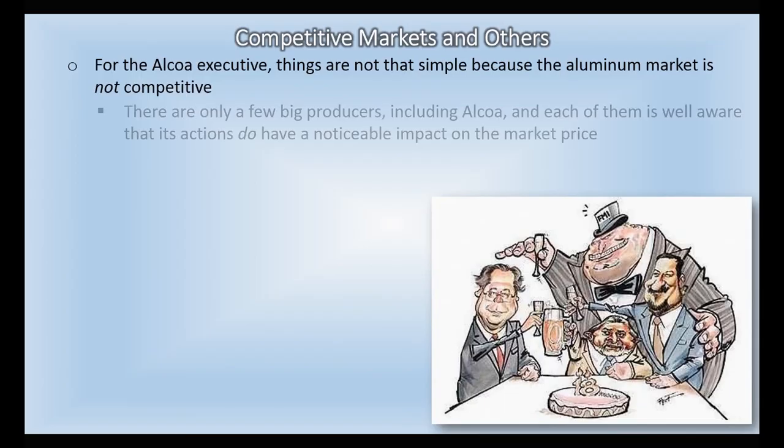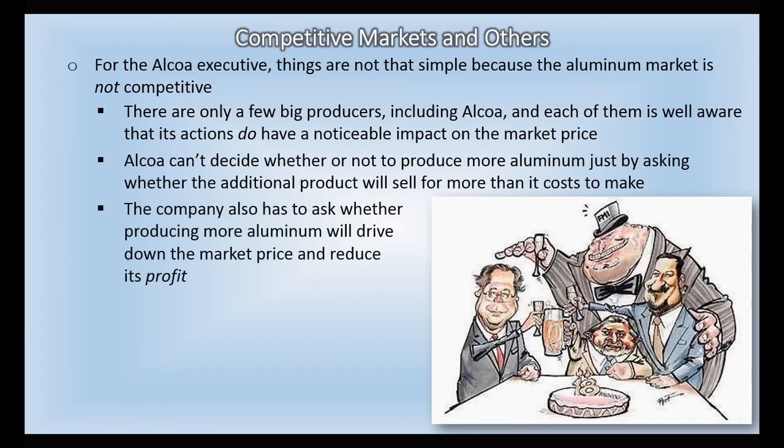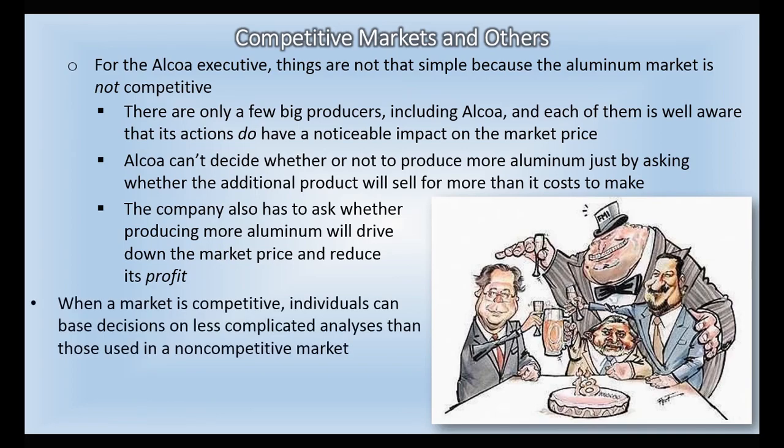For the Alcoa executive, things are not that simple because aluminum is not a competitive market. There are only a few big producers, including Alcoa, and each of them is well aware that its actions do have a noticeable impact on the market price, which we'll talk about at the end of the course. Alcoa can't decide whether or not to produce more aluminum just by saying they'll produce additional product. The company also has to ask whether producing more aluminum will drive down the market price and reduce their profit. So they have to consider not just what they're doing, but what their competitors are doing.